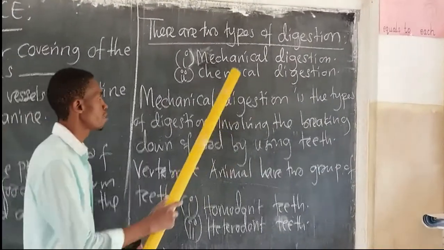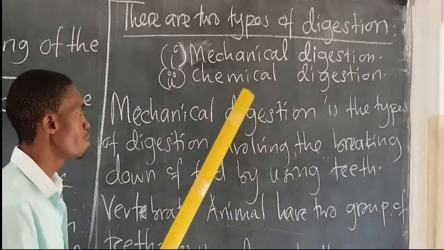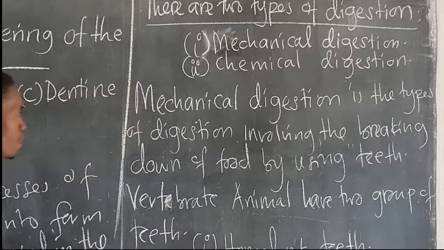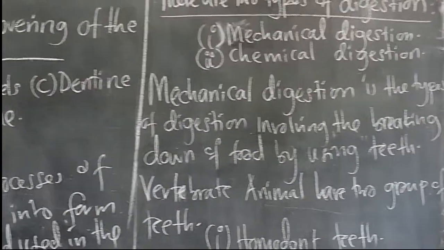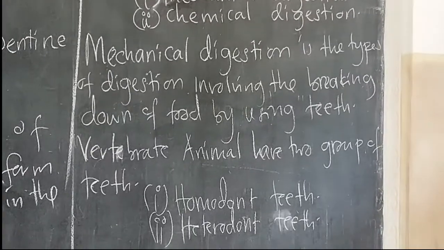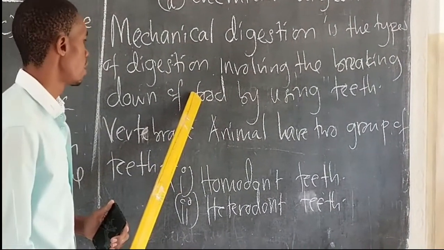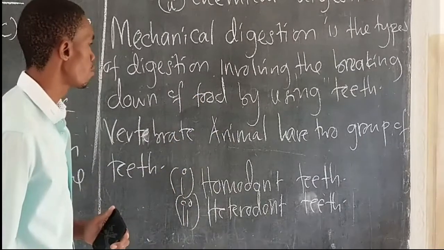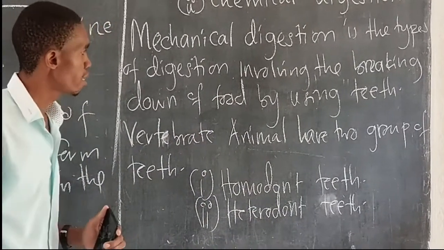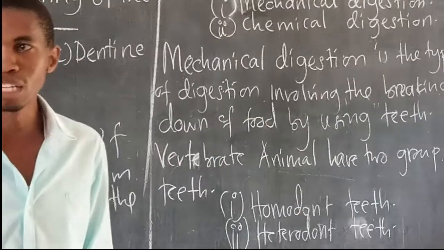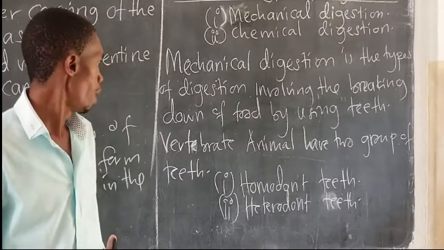That is digestion. But there are two types of digestion: mechanical digestion and chemical digestion. Mechanical digestion is a type of digestion involving the breaking down of food by using teeth. That is all about mechanical digestion. When we talk about the breaking down of food by using teeth, it means we are talking about digestion in the mouth.